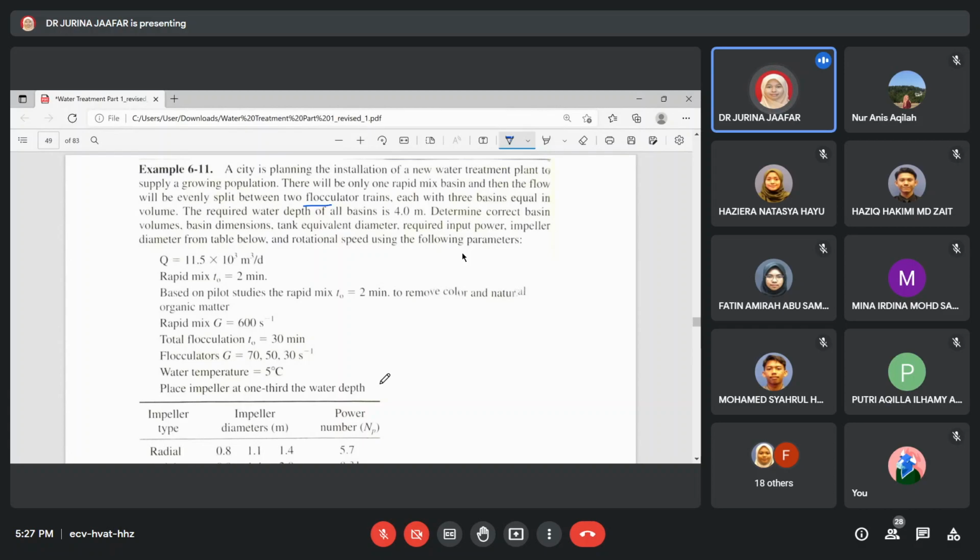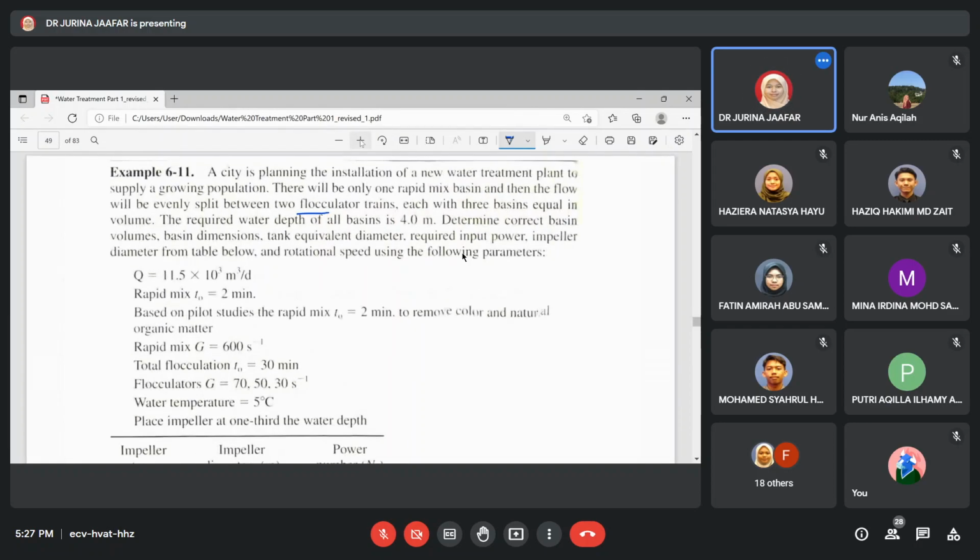also the slow mixing. So there is no coagulation, so actually we focus on the flocculation process and also rapid mix. Okay, so that's why you can see the section below is where it calculates rapid mix and also the flocculator basin. Okay, it says here, normally this is the question that we used to give to all of the students. We ask you to design because sometimes the city has to install a new water treatment plant because the population is starting to grow, so they need a new treatment plant. So currently they have this one rapid mix basin, right? And then the flow is split into two flocculation trains. That's what they want in their new water treatment plant.